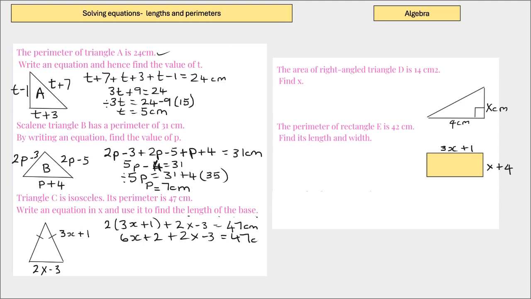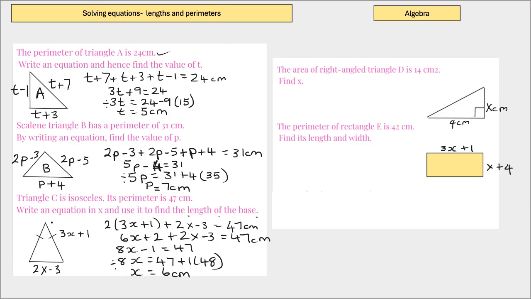Now we're going to collect like terms. Using all bits of algebra, 6x plus 2x is 8x. Plus 2 minus 3 is minus 1 equals 47. Then we're going to take our number over, because we need to get x on its own. 47 plus 1 is 48. And 48 divided by 8, x equals 6. So we found our x. Now it's asking us to find the length of the base. And this is the length.